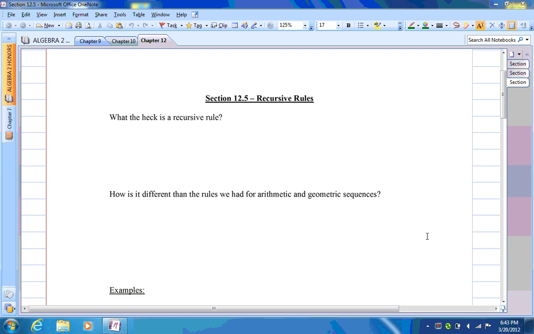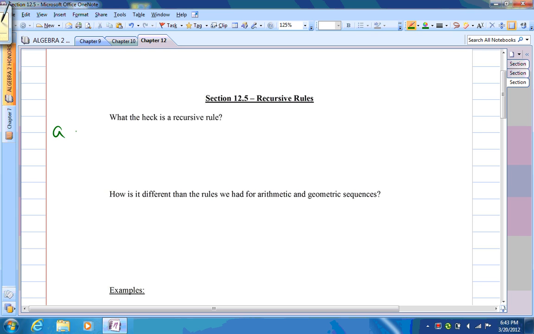How's it going? Welcome to today's lesson on section 12.5, which is called Recursive Rules. It's the last section we'll cover before our test on chapter 10/12. So the first question, what the heck is a recursive rule?